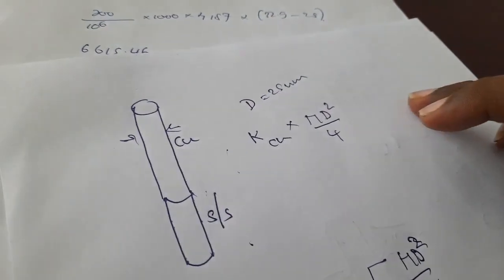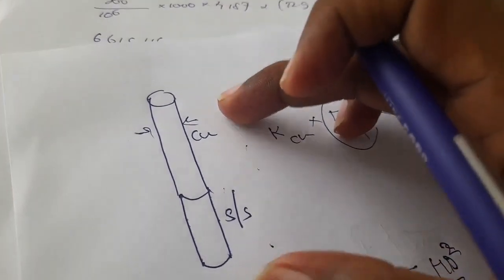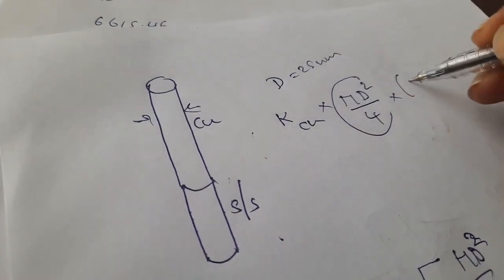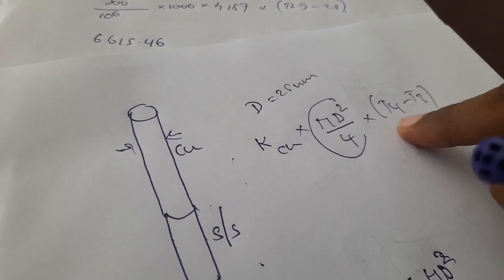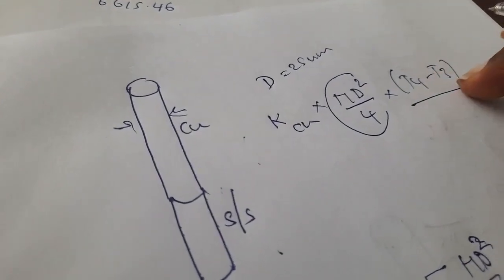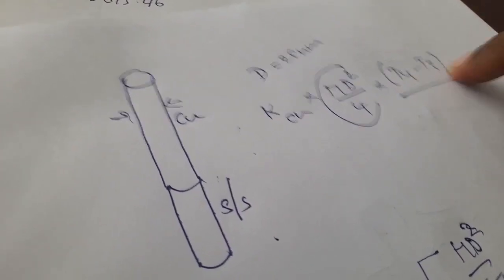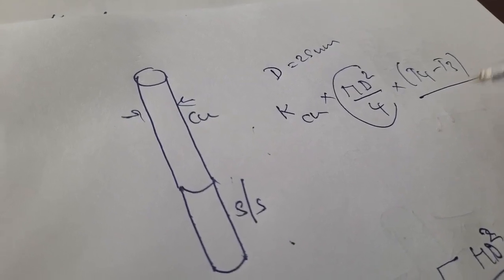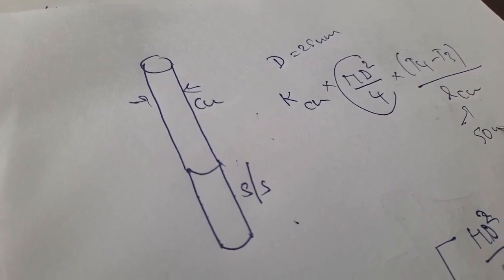So K times the cross-sectional area times the temperature difference for the copper material. For the copper material you have to put T4 minus T3. T4 is higher than T3 because T4 is very close to the electric heater. Divided by the distance between the temperature points. What is the distance between the two temperature points, T4 and T3? That is exactly the same as the length of the copper material, so that will be L copper, that is 50 millimeters.